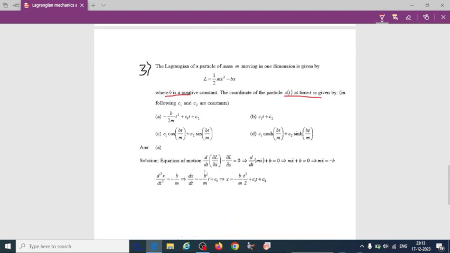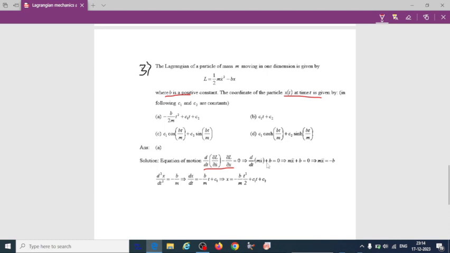So the equation of motion for the Lagrangian is what? General equation. First you should write down this equation. Then put the value of L in this Lagrangian equation. Derive with respect to x dot and x. So here half m x dot square is there, you have to derive with respect to x dot and minus bx with respect to x. So d by dt of m x dot plus b is equal to 0.